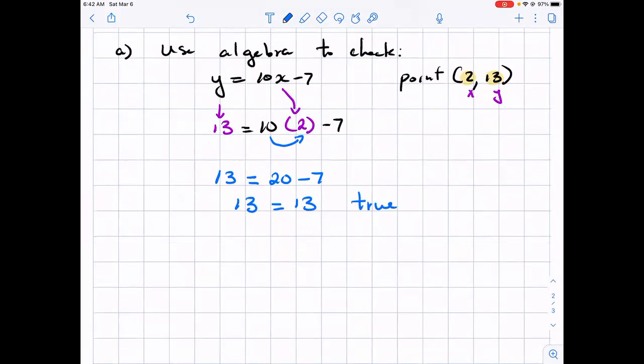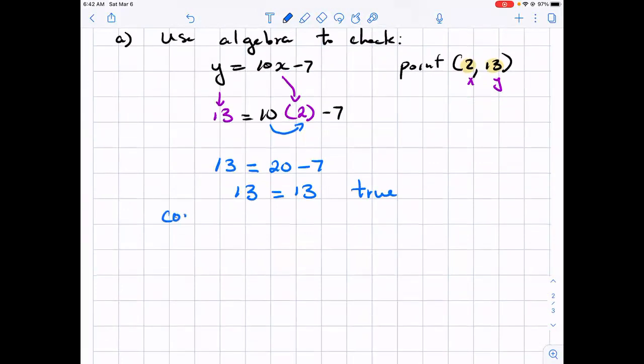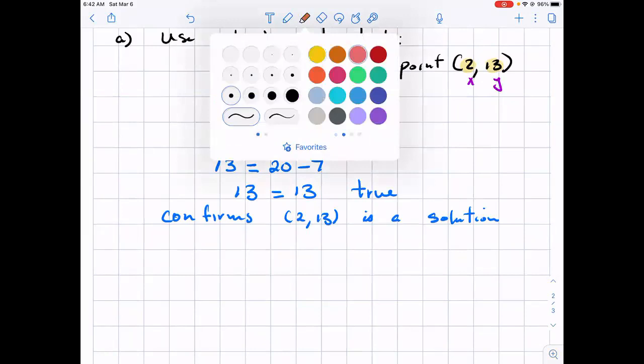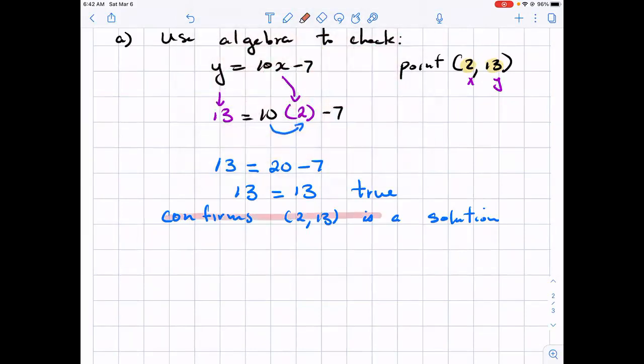So this confirms that (2, 13) is a solution. That has confirmed that (2, 13) is a solution, meaning also that if we look at the graph, that point lies on the graph.